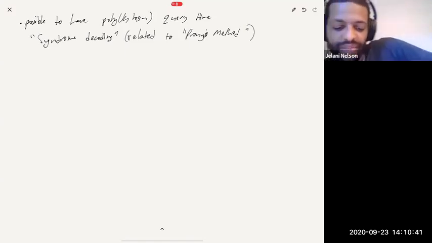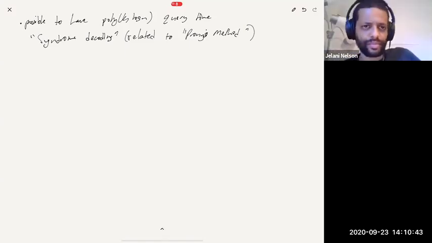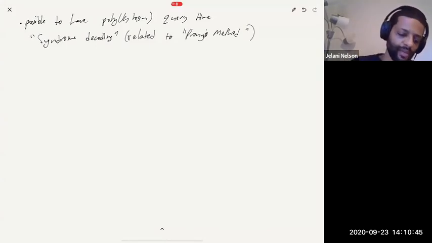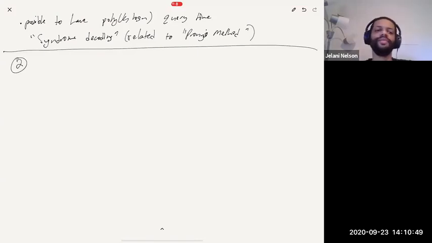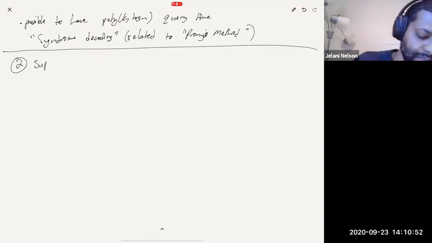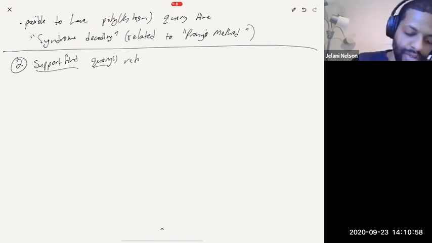So we know that now there's a low memory algorithm for this problem. Now we're going to use it to solve support find. Remember, support find says when someone says query, return any i such that x_i is not 0.